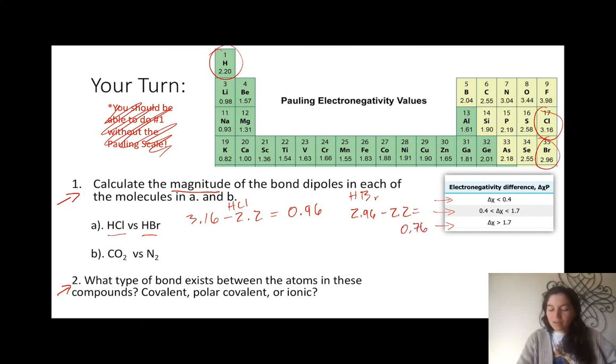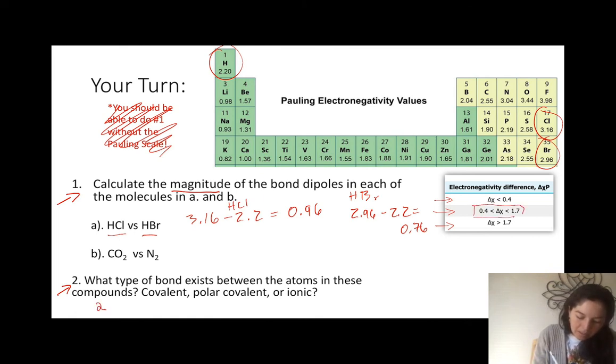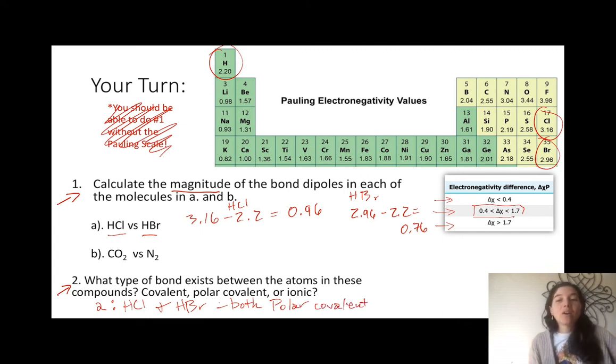Now both of these are in our polar covalent area. So for A, our HCl and HBr are both polar covalent. Okay, so that means they are unevenly sharing electrons. Uneven sharing of electrons.